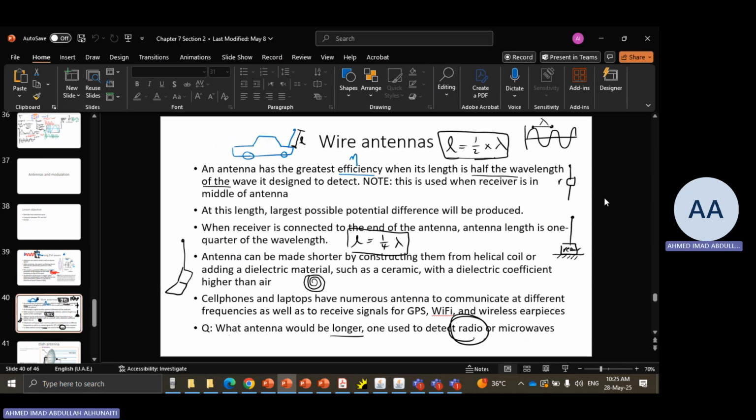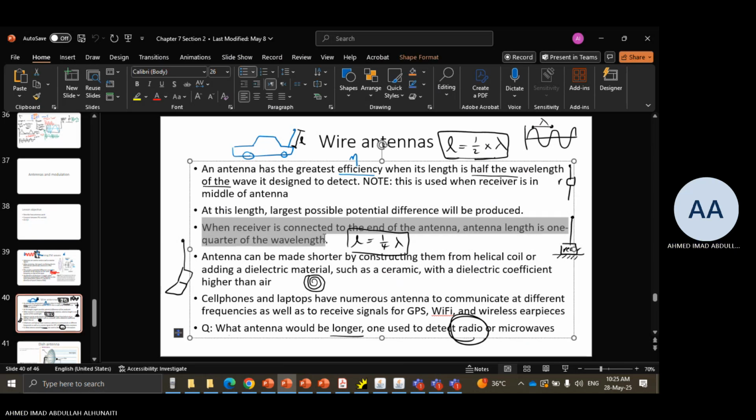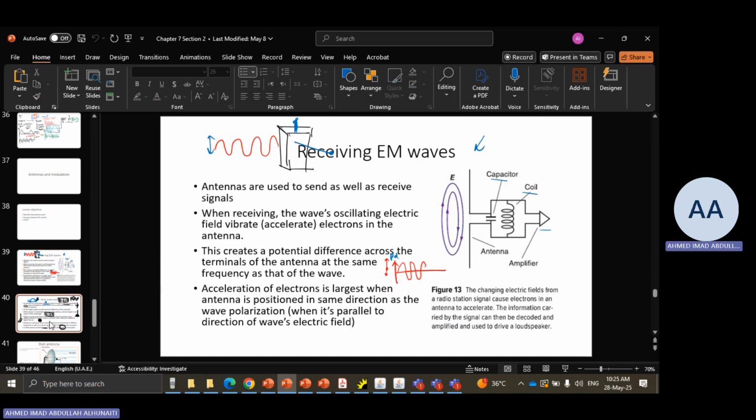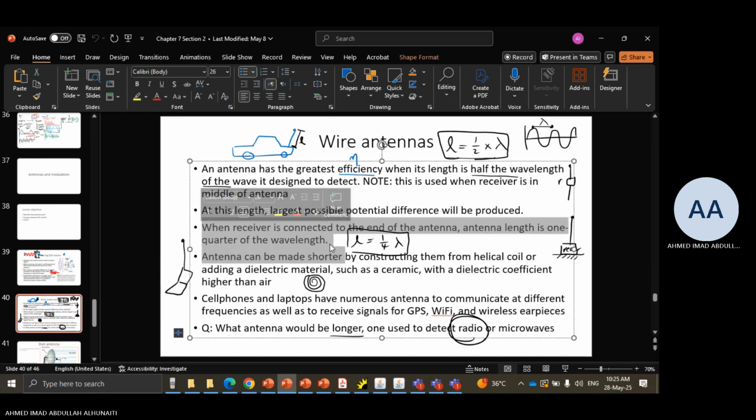Yeah, it's here. So there are types of antenna as per your book. Either the receiver is attached to the middle of the antenna. So if we read this, let's read this point here. When the receiver is connected to the end of the antenna, the length is 1/4 of the wavelength.